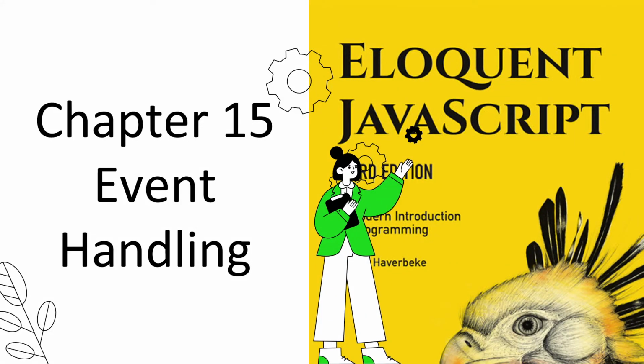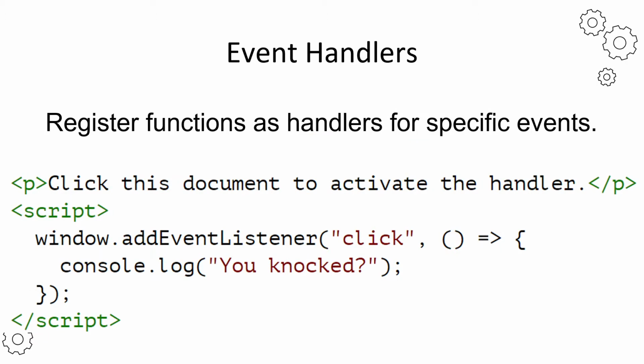Today we are moving on to chapter 15 of Eloquent JavaScript. For this chapter, we are learning how to handle events in JavaScript. Let's go straight to an example. We can register a handler for a specific event.